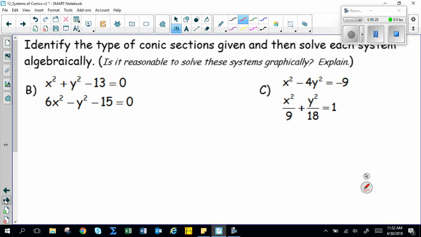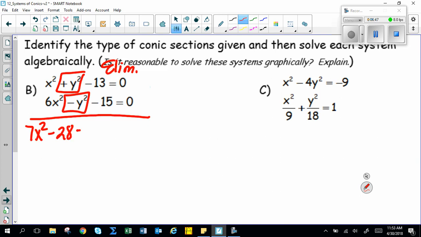So if I say the word substitution or elimination, can you venture to guess what this is geared for? Elimination. Okay, and the reason this one's geared for elimination is because I have a positive y squared and a negative y squared right there lined up on top of each other. All right, so if we do the elimination method here, this is where we added the equations together. 7x squared minus 28 equals 0.